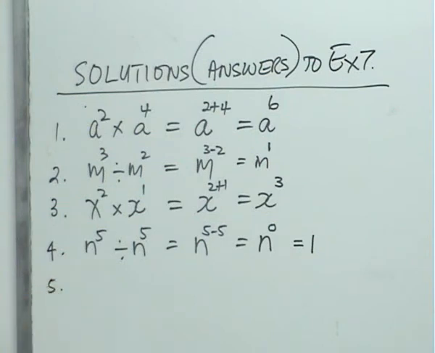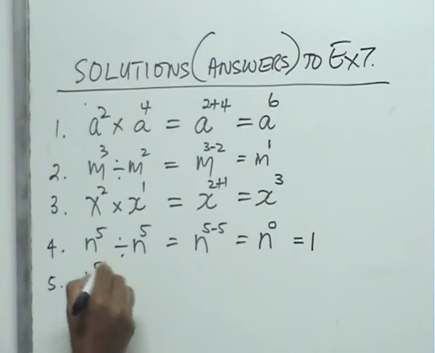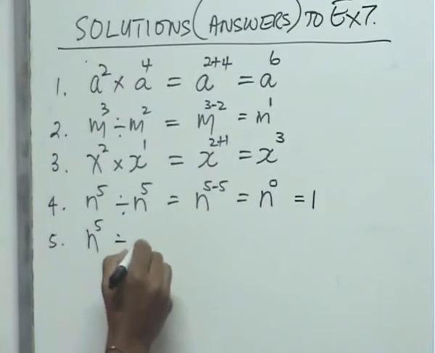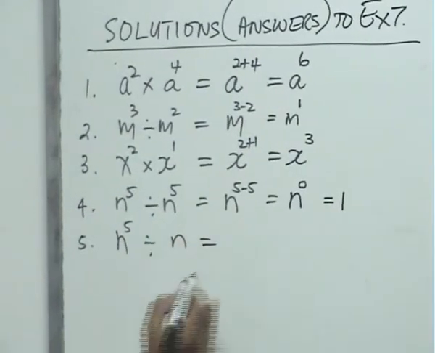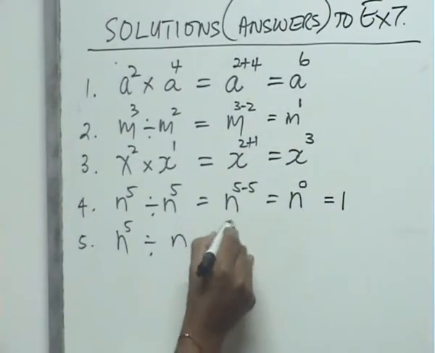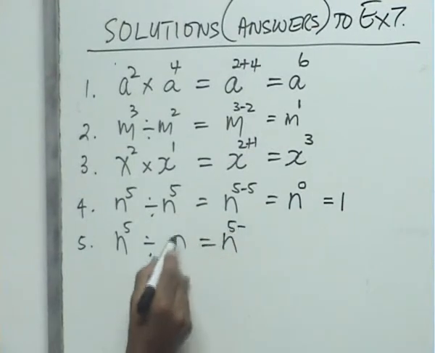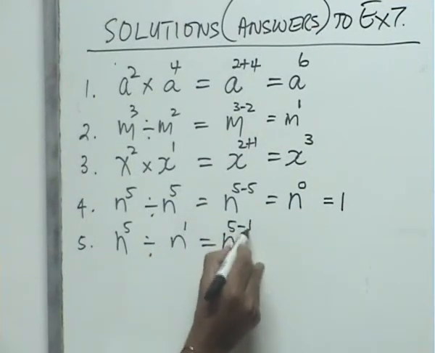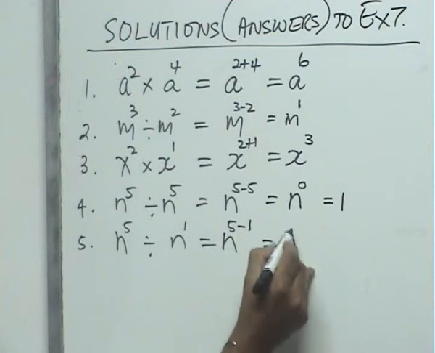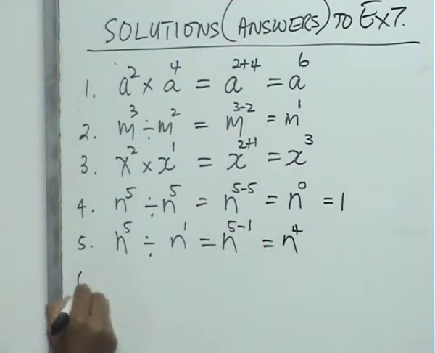Number 5, n to the 5 divided by n. Well, once again, that's n to the 5 division, so I have to subtract. Now here 1 is understood, so it's 5 minus 1, so it's n to the 4.